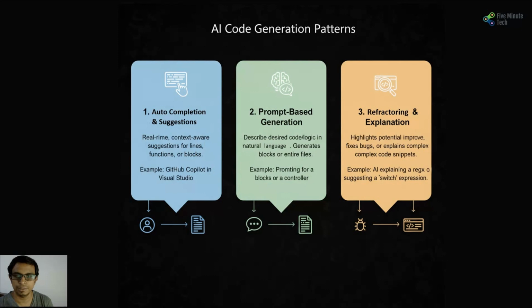Refactoring and explanation: highlighting the potential improvements, the fixes or the bugs, or explaining a complex code snippet. So if there is any complex code, you can just highlight that and ask for an explanation. The example being AI explaining a regex, a switch expression and something like that.